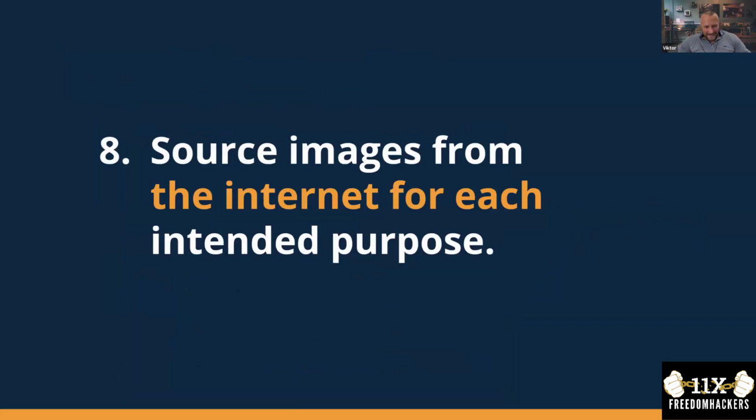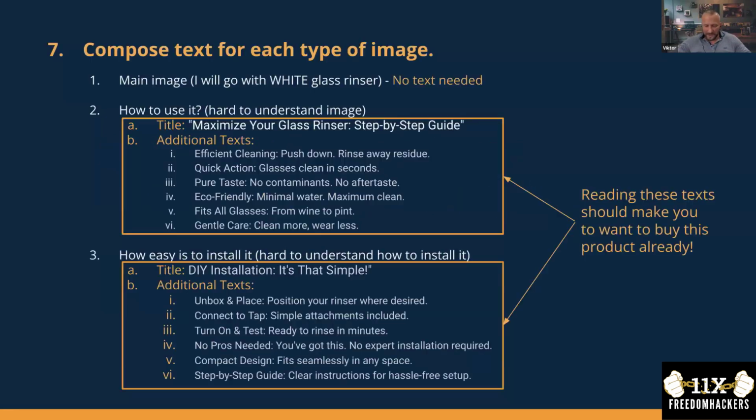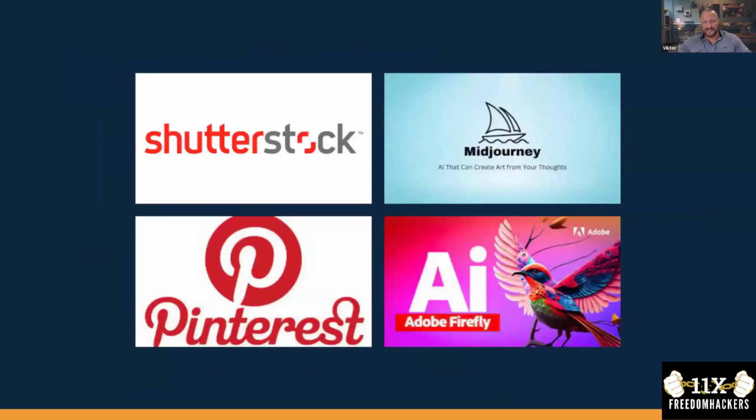Step number 8, figure out and source the images from the internet for each intended purpose. Now, when I have these texts for every single image ready, I know my purpose for every image. I know my title for every image. I know my text for every image. Now I go to these sites. Literally, I go to these sites and I start getting ideas.